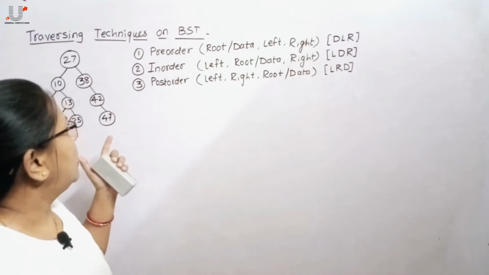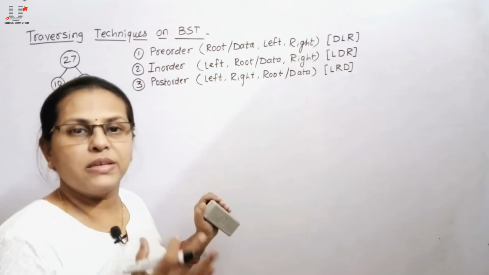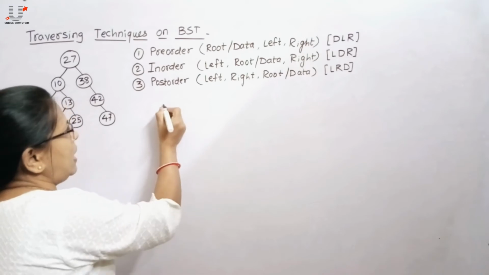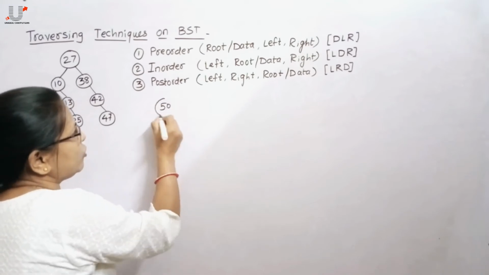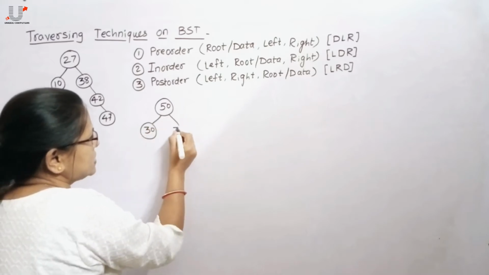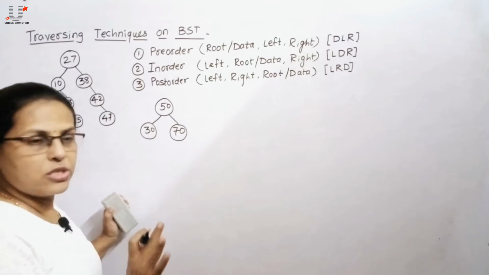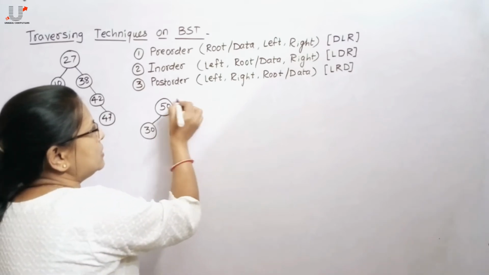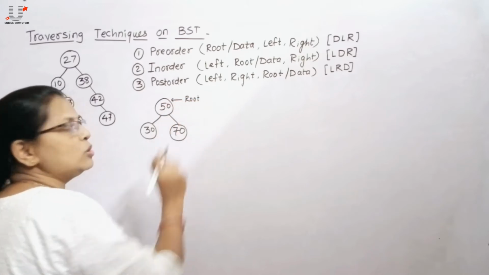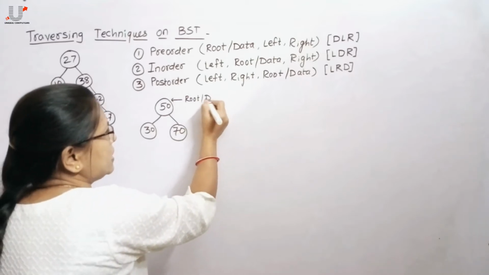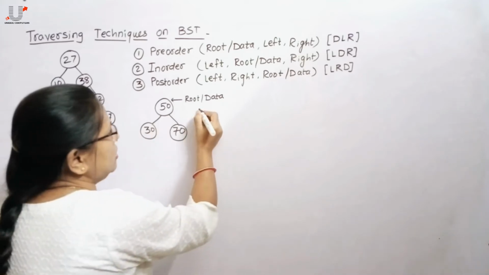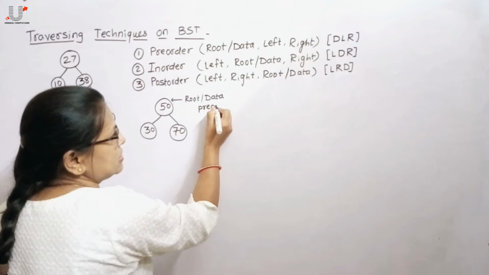So let us apply these traversing techniques by taking various examples. First we will take a simple example: 50, and to the left of 50 suppose 30, and to the right of 50 is 70. This is a simple binary search tree with three nodes, and 50 here indicates the root, or data. Both indicate the same. Now on this binary search tree we first apply pre-order traversal.